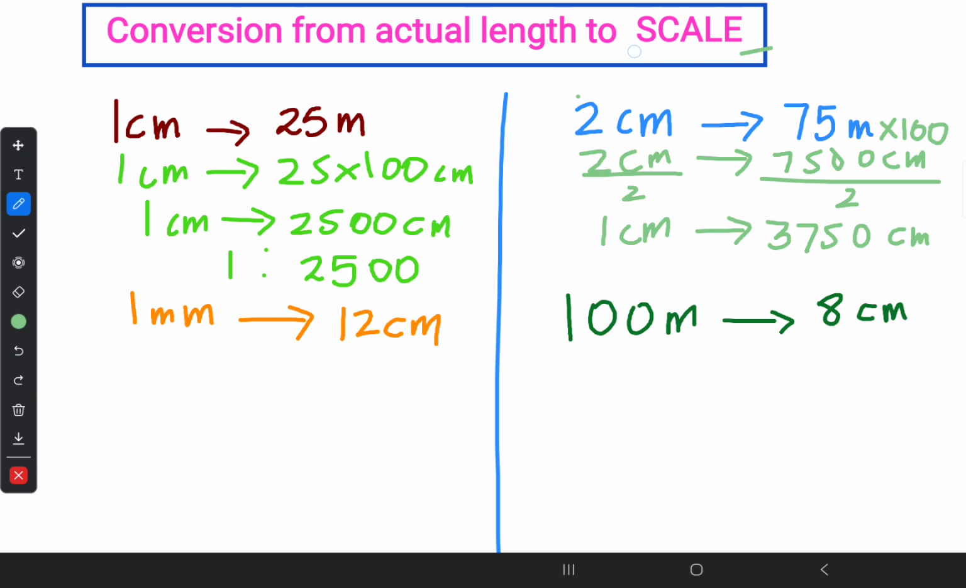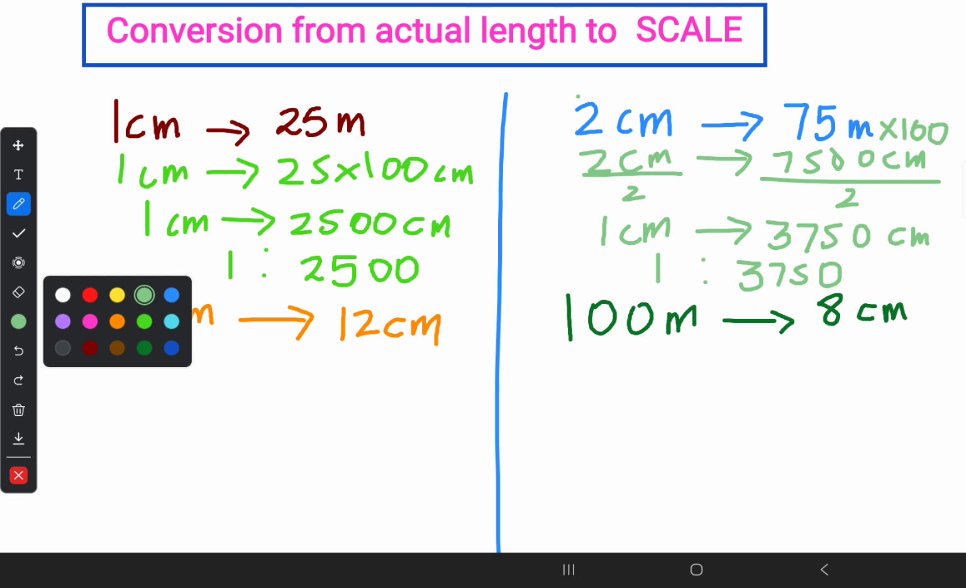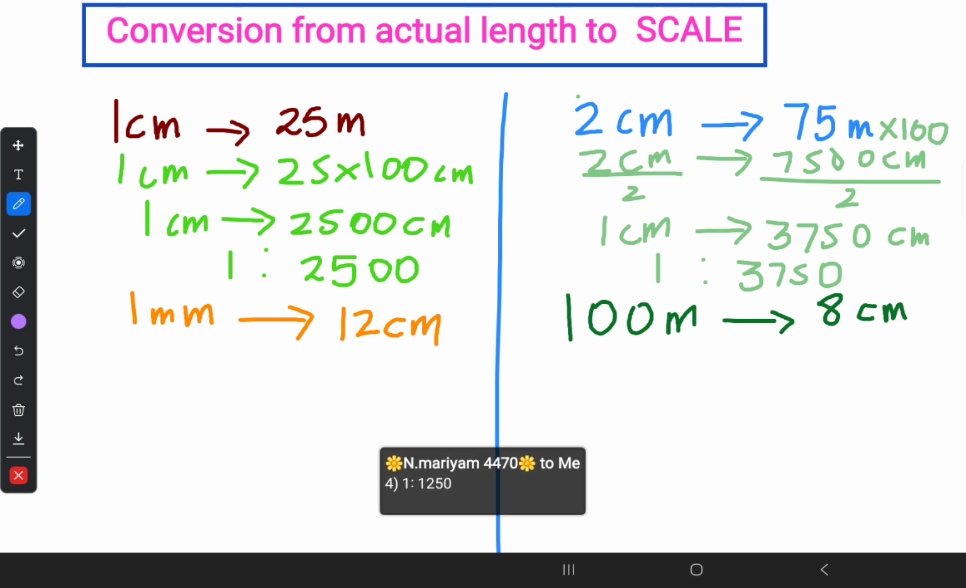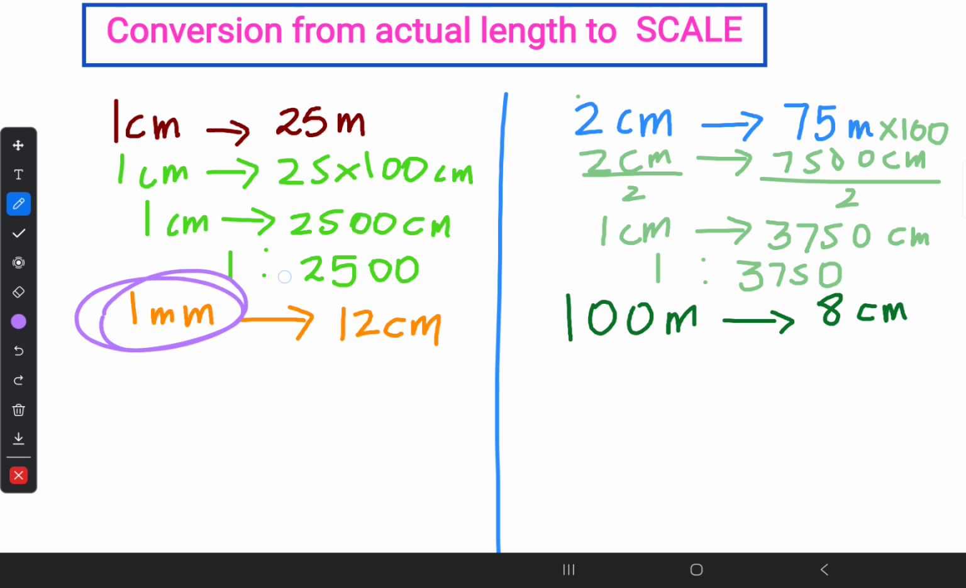Then the final question is to find the scale. Scale doesn't have any units, it only has the numerical value. 1 is to 3750. And in the third case, 1 millimeter is this much. Millimeter, no? Here we have millimeter. There is no necessity to convert the millimeter to centimeter. Let's convert centimeter to millimeter. That's very, very simple.